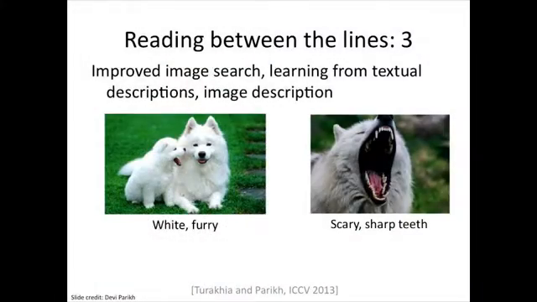And so if your query is white furry, I should not be returning images like these, because the whiteness and furriness is not dominant here, it's dominant here. And so these images should have a higher relevance or a higher rank. And again, we can model this, and we showed that you can do better at image search, textual descriptions, and so on.